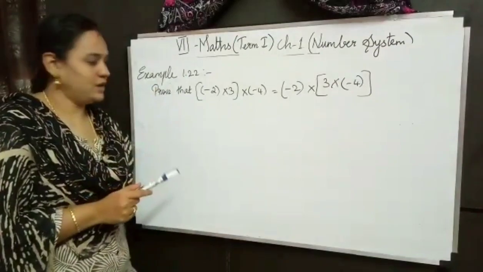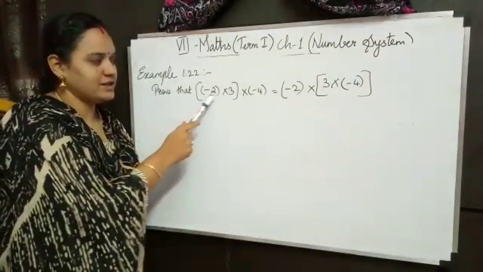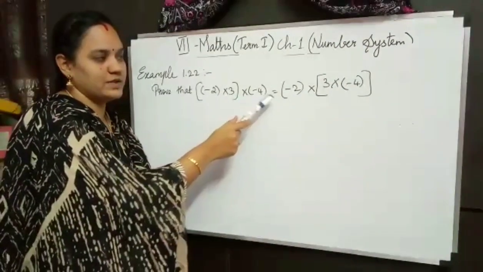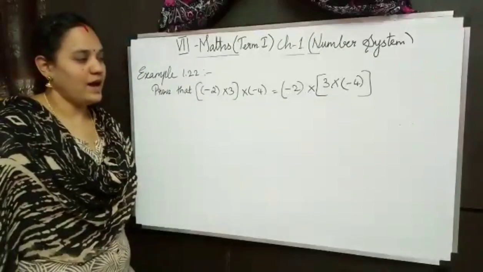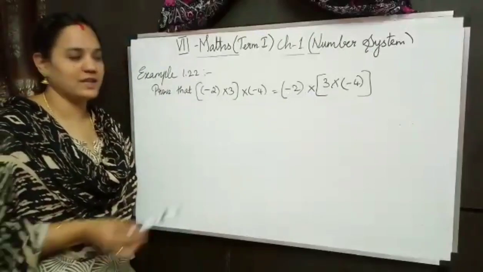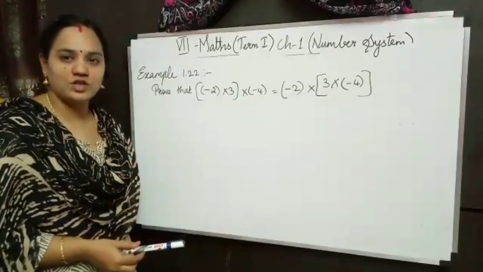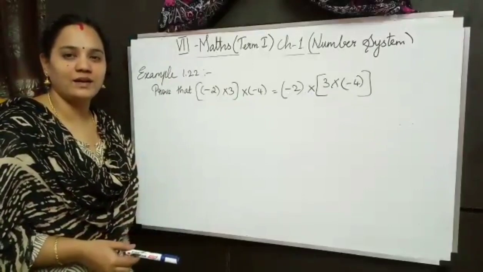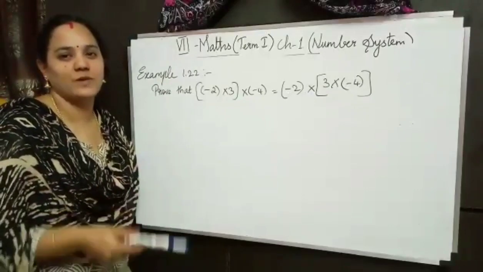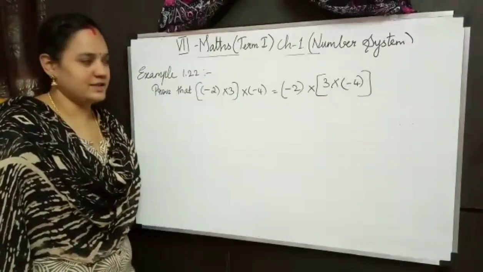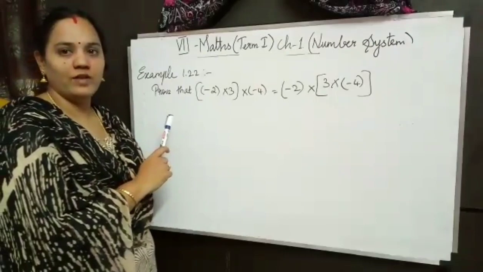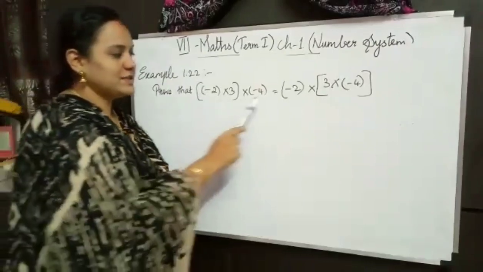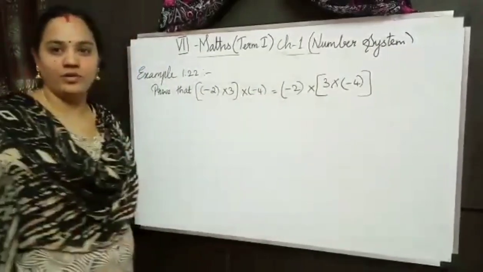This problem says prove that minus 2 into 3 into minus 4 is equal to minus 2 into 3 into minus 4. After seeing this problem itself, you can say that this problem belongs to associative property. Already we proved that associative property satisfies multiplication of integers. Am I correct? So here they told us to prove. What we have to prove? This side is equal to that side. Is it clear?